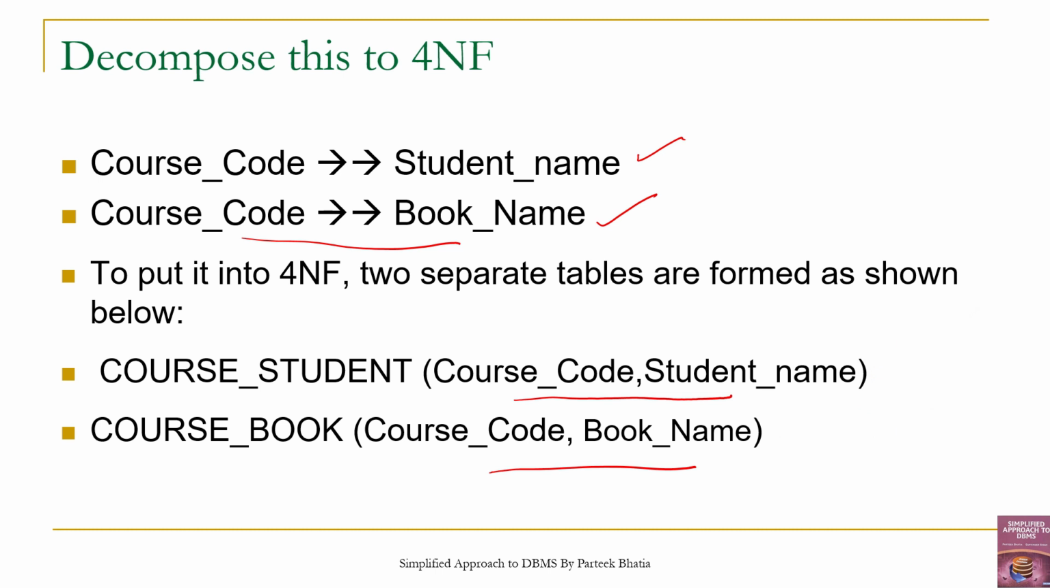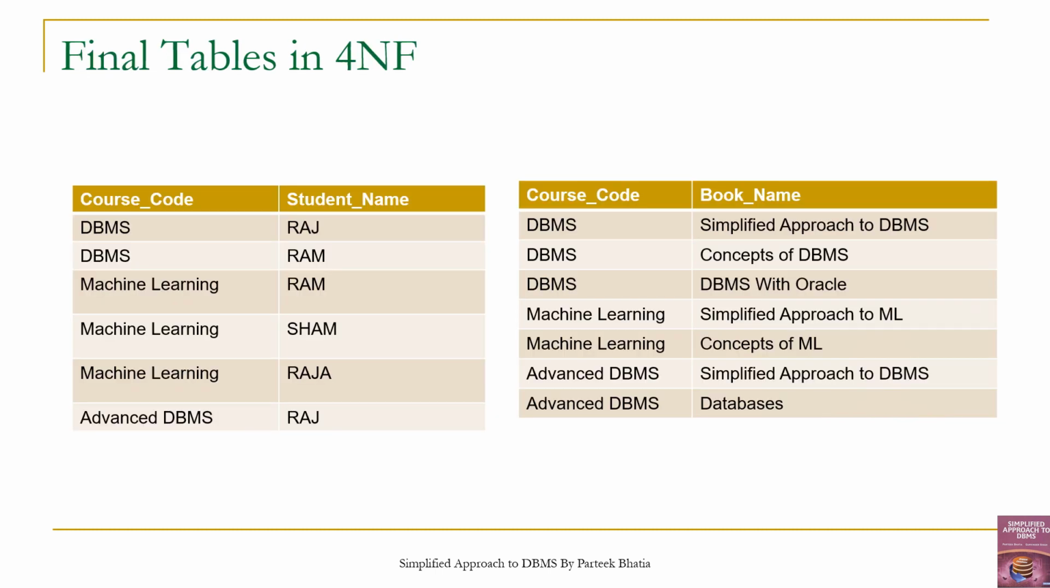So this way we have a table for course code and student name. So we can store the information in this. And we have another table, course code and book name. So this is the information stored in this table. We can decompose this original table into two separate tables. One is course and student and another is course and book.